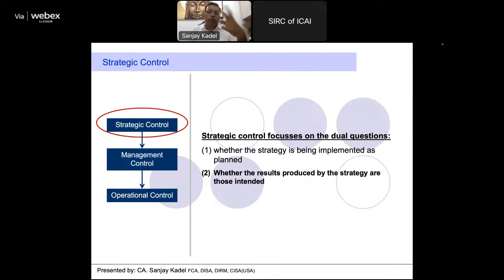So when you talk about strategic control, or in fact any control mechanism, you are actually talking about two things. First thing is whether the process is the same as you wanted, whether you are following the process as you wanted. That means whether the steps you are following are as planned, and second, whether the results you are getting are as planned. So if you cover these two things, you are set to exercise strategic control or any kind of control.